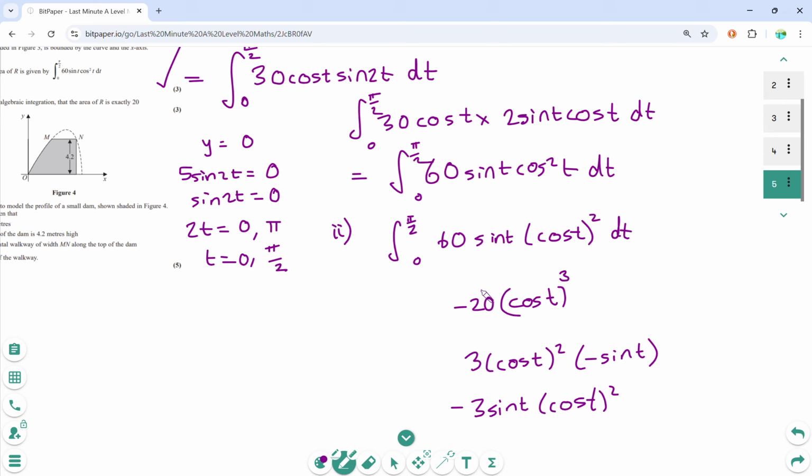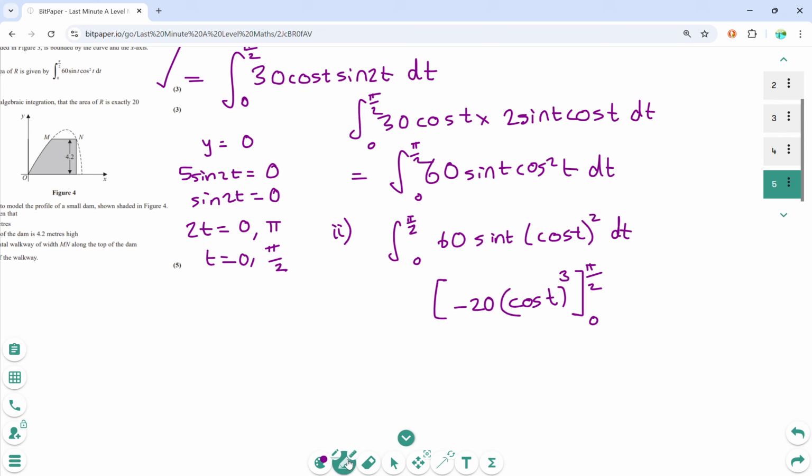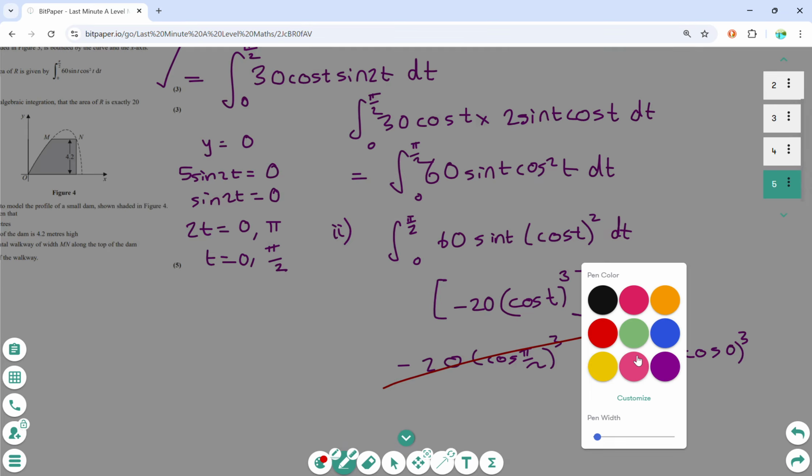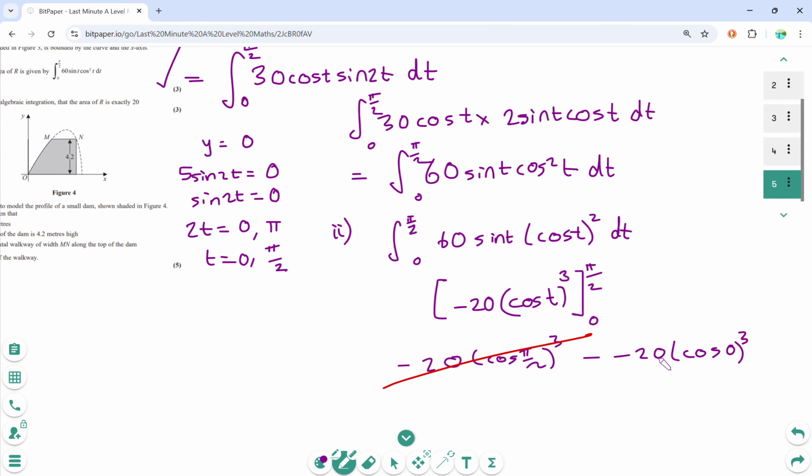So that's our integral, that's completed. And then put the limits in, pi over 2 and 0. And now we're on easy street. We just need to sub the limits in. Minus 20 cos pi over 2 cubed minus minus 20 cos 0 cubed. These are both exact values. Cos pi over 2 is 0, so that all goes. Minus minus goes to a plus. 20 times cos of 0 is 1, so we just have 20 times 1 cubed, which is just 20. So that's our final answer.